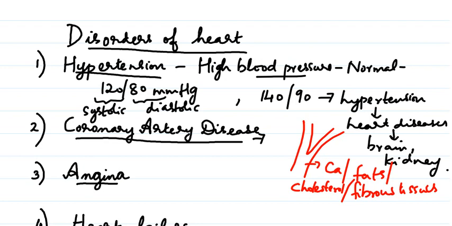On the sides, if such materials get deposited, what happens is that the lumen of the arteries will become narrow. The lumen gets narrow, and therefore the oxygen will not be able to reach properly the heart muscles. And this disease is also called as atherosclerosis.